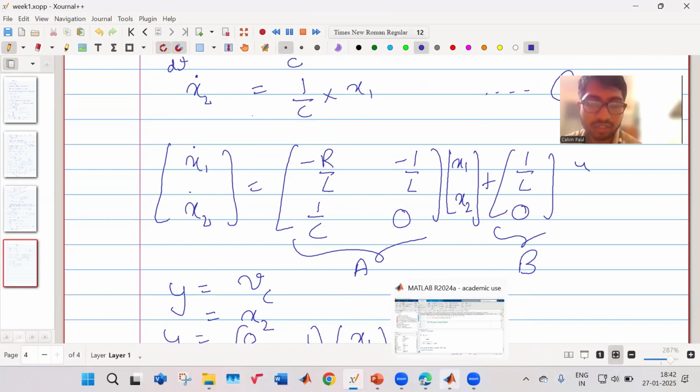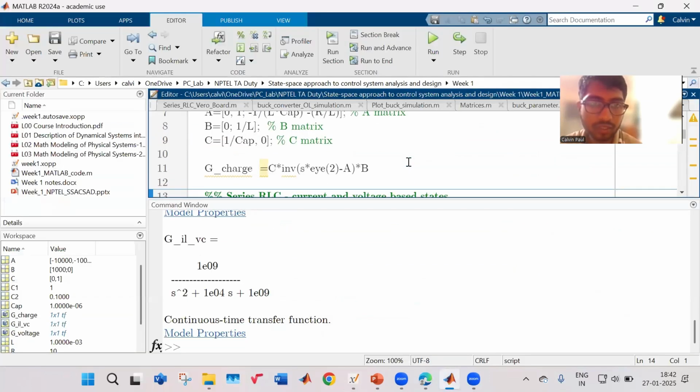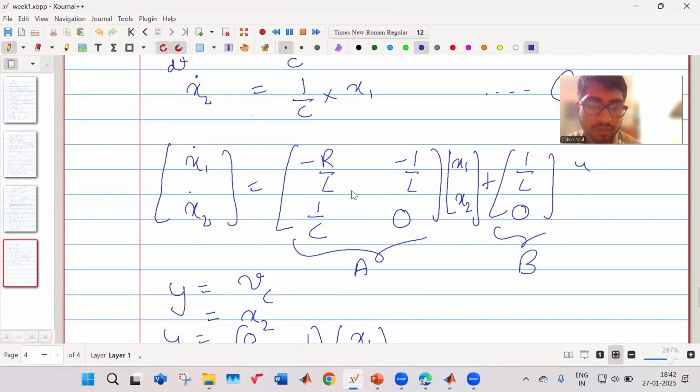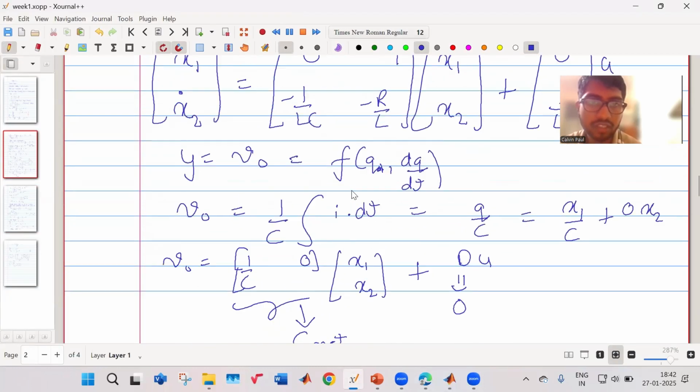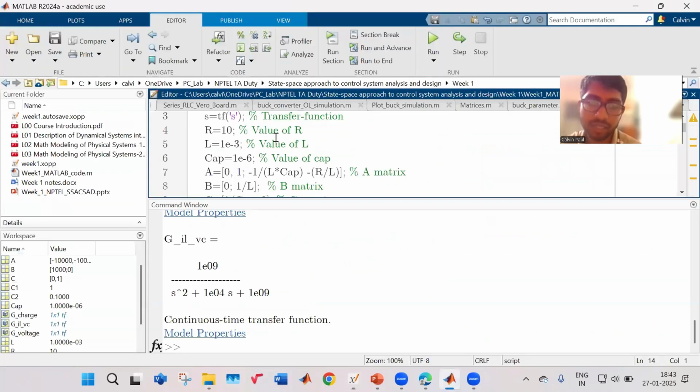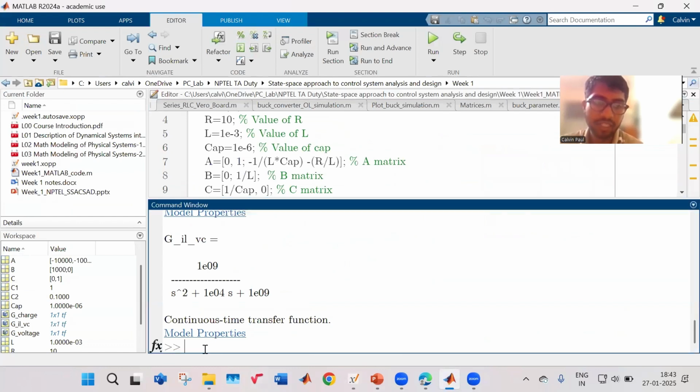Also, I'll just touch a little bit on this MATLAB code which I wrote, to give a better understanding. So if you see here my A matrix, it is 0, 1, minus 1 by LC, minus R by L. So 0 is my first element, then this is first row, second column. And in my second row, first column, minus 1 by LC, and here minus R by L. So how I write it in MATLAB is, I've written A.